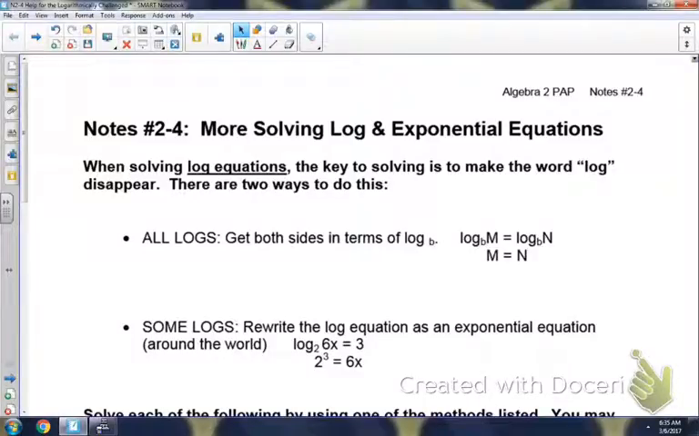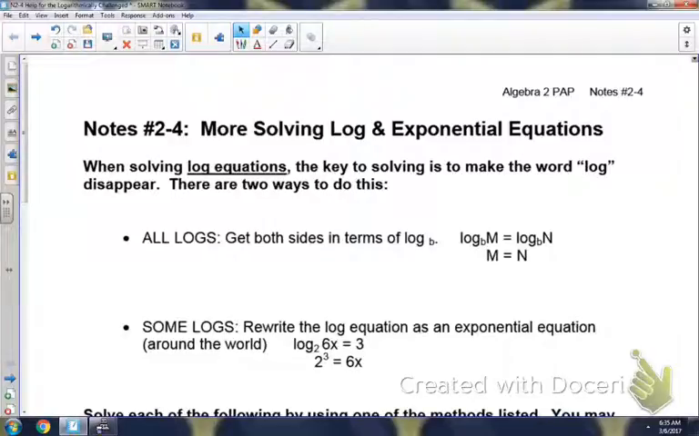Okay, Notice 2-4, we're going to be doing more of solving log and exponential equations. When solving log equations, the key is to solve it by making your log disappear. There are two different ways of doing that. If you're given an all log equation, you're trying to condense both sides. It says get both sides in terms of log base b.